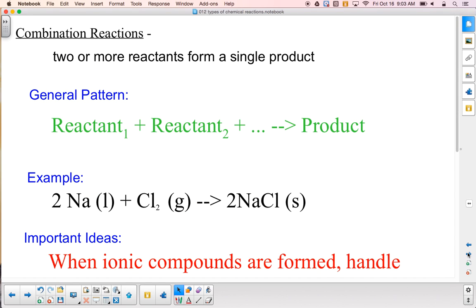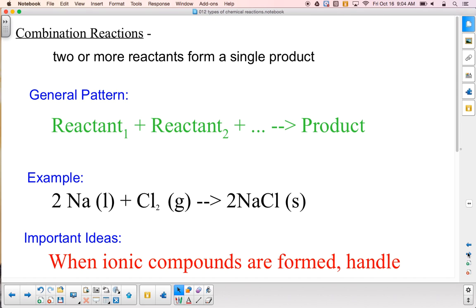The opposite of a decomposition reaction is a combination reaction. This is when 2 or more reactants combine to form a single product. Our general pattern here will be reactant 1 plus reactant 2 plus perhaps some others, all getting put together to make one product.